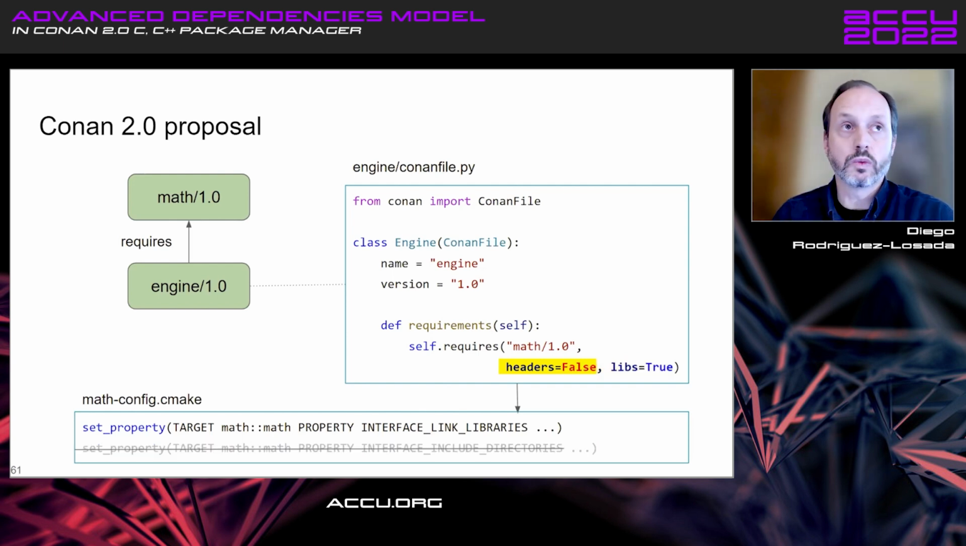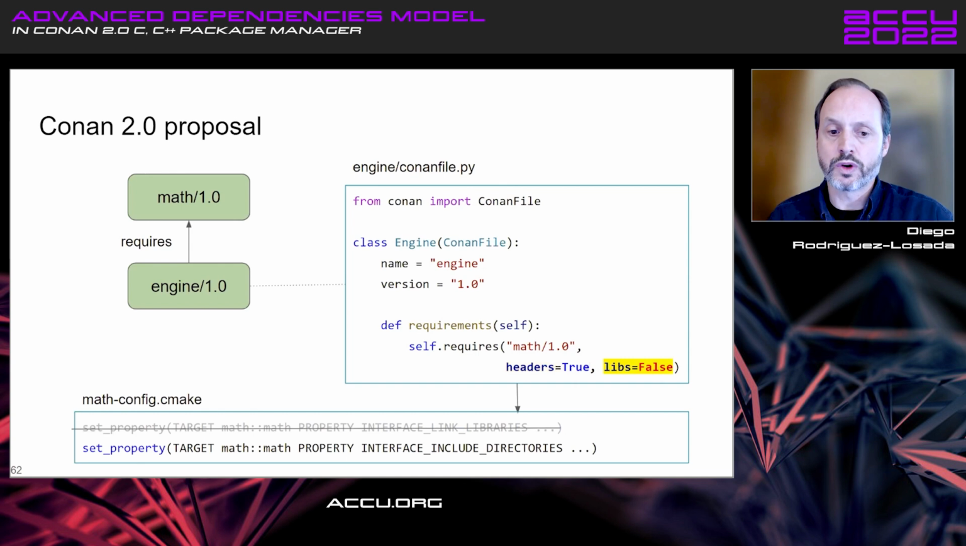If for some reason we write explicitly in the recipe headers equal false, then the CMake file that is being generated for us will completely omit the include directories property of the math target. So the math headers will not be available while building engine. It's not something that you typically want to do. If you are, of course, linking with and using math, you will want the headers, but this is how Conan handles this trait, the headers trait, while you are building engine.